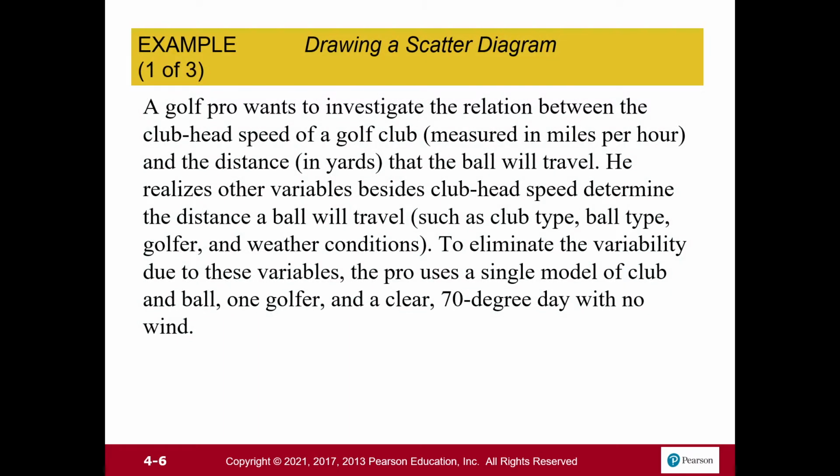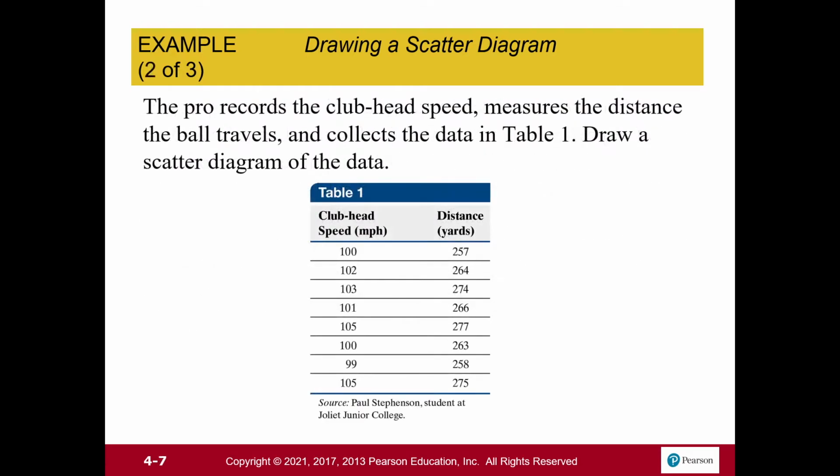So we now have a problem. A golf pro wants to investigate the relation between the club head speed of a golf club and the distance that the ball will travel. He realizes other variables besides club head speed determine the distance the ball will travel. It's not just going to be the club head speed. To eliminate the variability due to these variables, the pro uses a single model of club and ball, one golfer, and a clear 70-degree day with no wind. So now we have data.